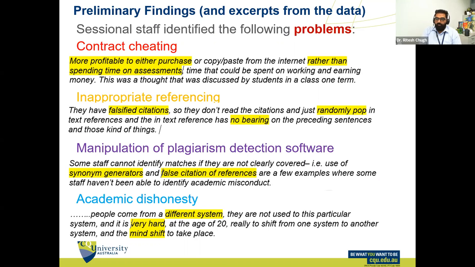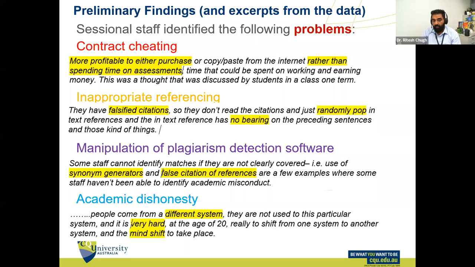Then inappropriate referencing. They have falsified citations. And staff said, sometimes we don't necessarily go and check every citation that is provided. We see that a citation is there, but then there are others who read the citation, then go and see whether that statement is actually coming from the work they've cited. If they haven't, that is also a case of academic misconduct. So they've falsified citations, they don't read the citations, just randomly pop in in-text references, and the in-text reference has no bearing on the preceding sentences and those kinds of things.